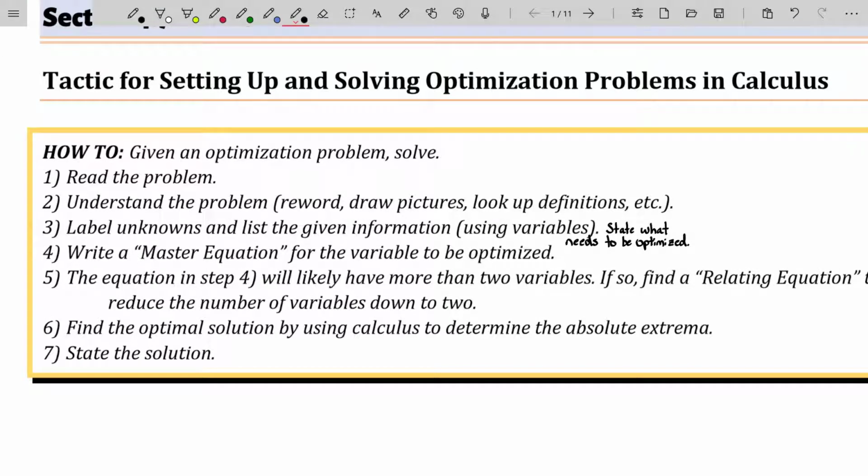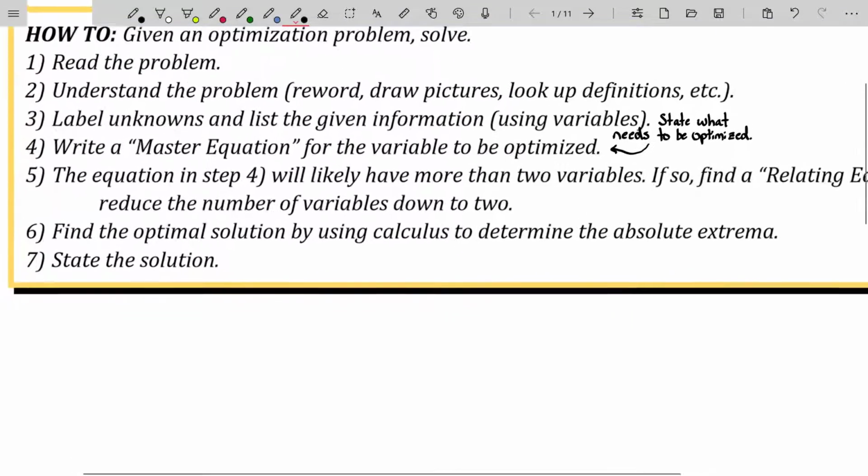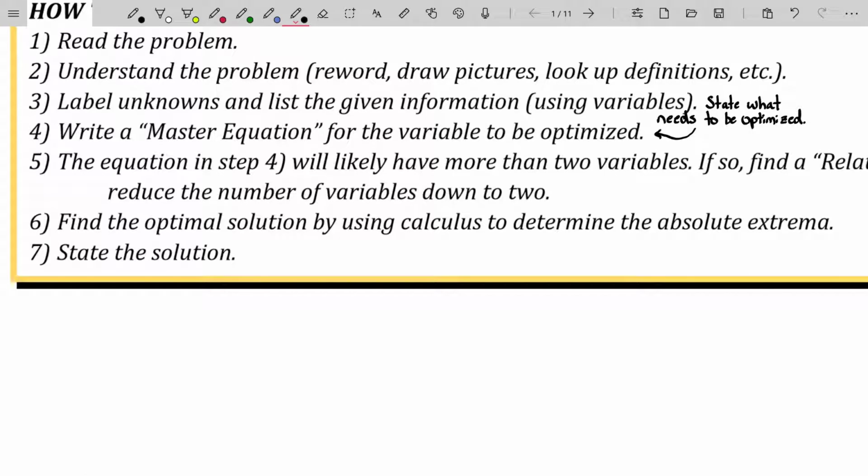That's kind of what I'm stating right there. So write a master equation for the variable to be optimized. If you're optimizing area, write down an area formula, volume, whatever it may be. And then step 5, normally after the master equation with related rates, I have a rate equation in this step, but here we're not doing related rates.